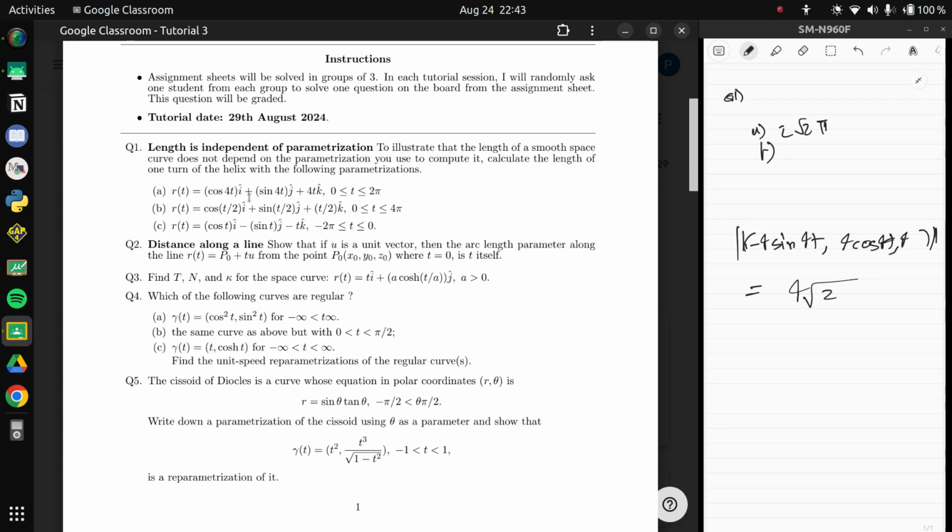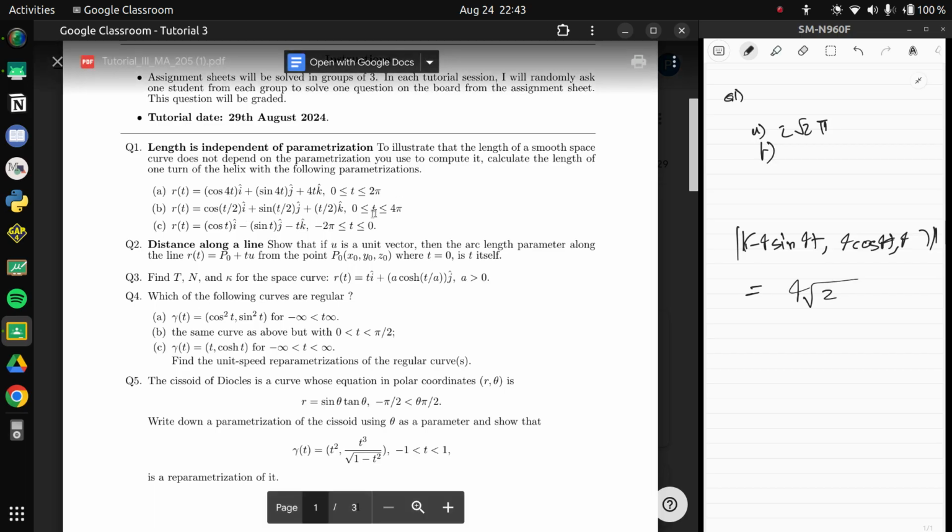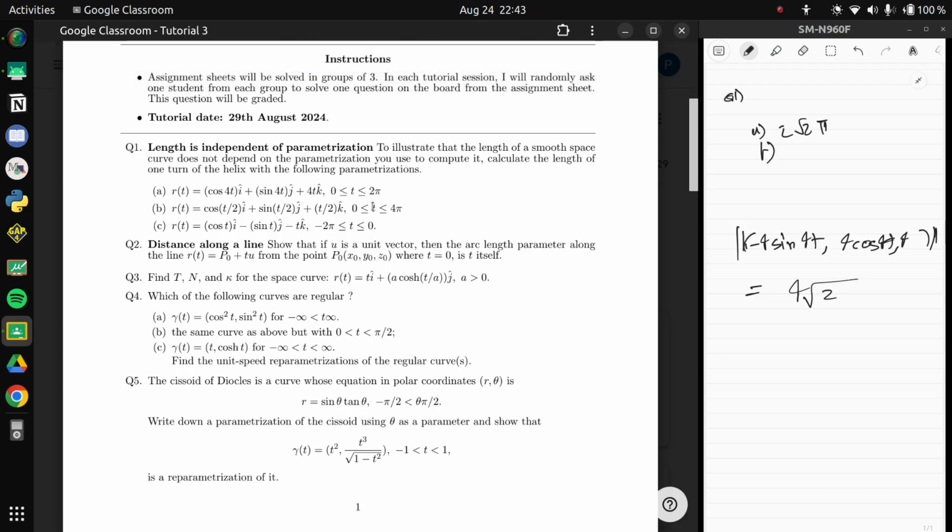The b part is once again the same stuff, cosine of t by 2, so it's exactly the same. But anyway, now we take the full thing, from 0 to 4 pi. 4 pi is when it first reaches 2 pi. So the range is 0 to 4 pi, and then you take the derivative of that, which has a half.